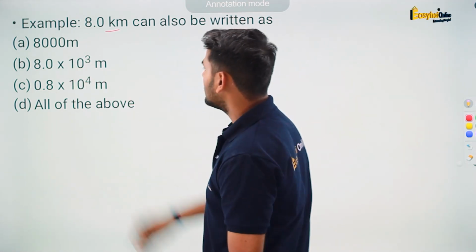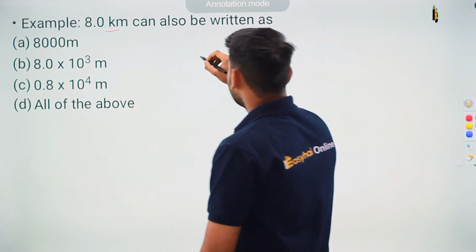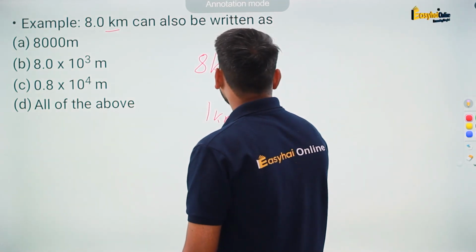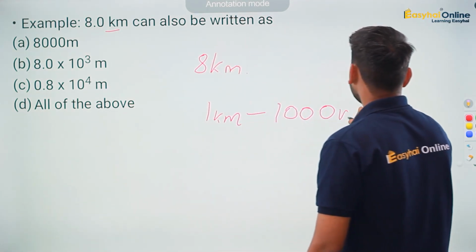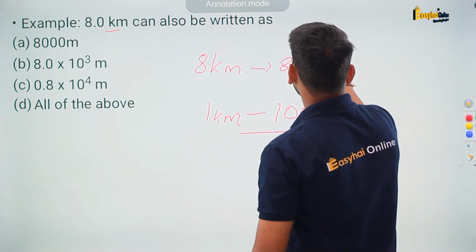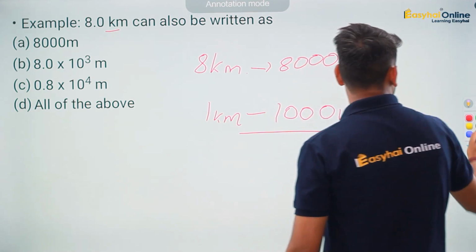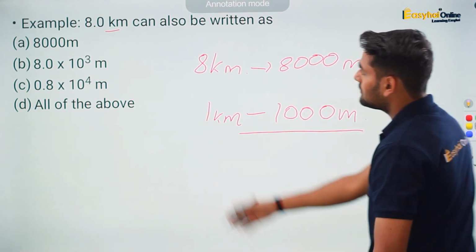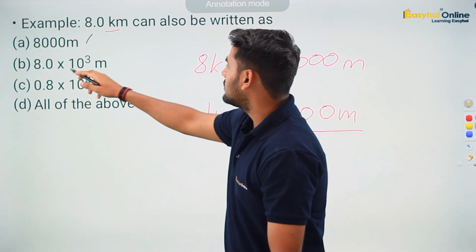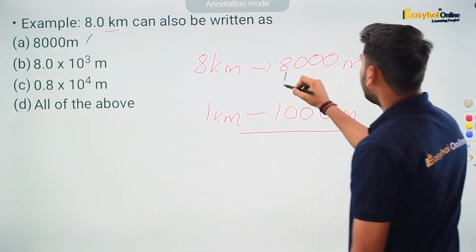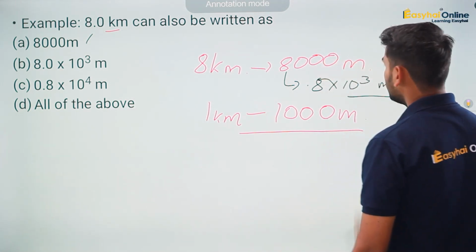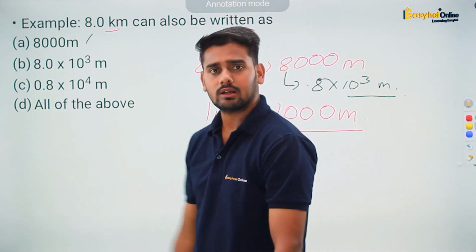So here look at this example, 8.0 kilometer can also be written as. Now before we move on to these 4 options, let's quickly see that this is 8 kilometer, right? And we know that 1 kilometer will have 1000 meter. 8 kilometer is going to have 8,000 meter. Okay. So just by looking at the numbers, I can simply say that 8 kilometer is 8,000 meter. This also seems correct. Here, 8.0 into 10 raised to the power 3. I can easily write this as 8 into 10 raised to the power 3 meter. Yes or no? So this also seems a bit correct.